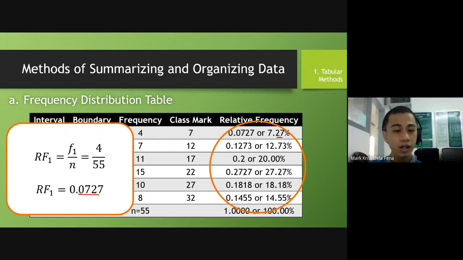Now, how do you check if you get the right answers or your calculations are correct? You sum all of the relative frequencies, and the sum or the total should be equal to 1 or 100%.